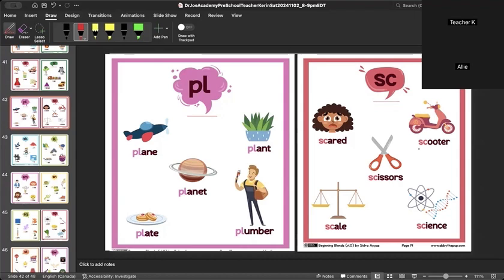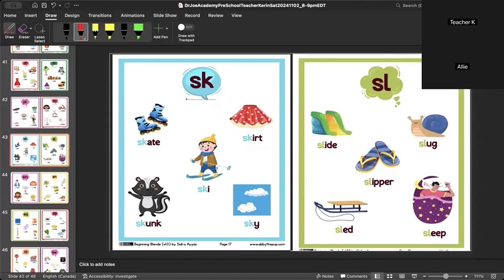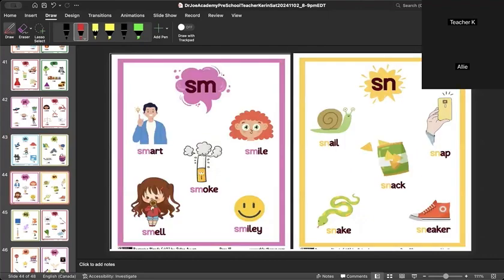Scared, scissors, scooter, scale, scarf. Good job. And then this one. Skate, skirt, sky, skunk. This is ski. Sl. Ski is what you do when you play in the snow, when you go skiing. I know. I did that before. Slide, slipper, slug, sleep, and sled. Sled. Perfect. Okay, going on to the next one.